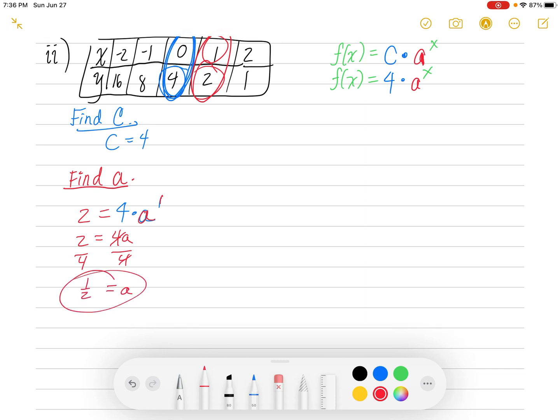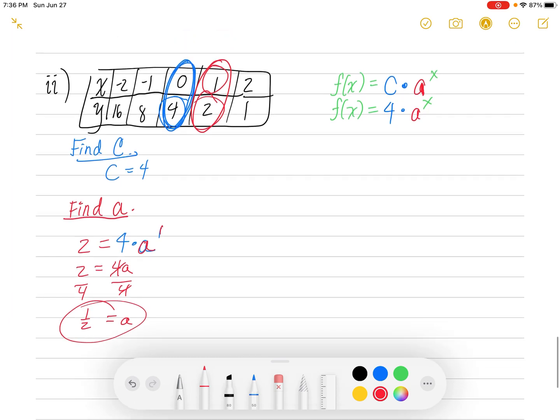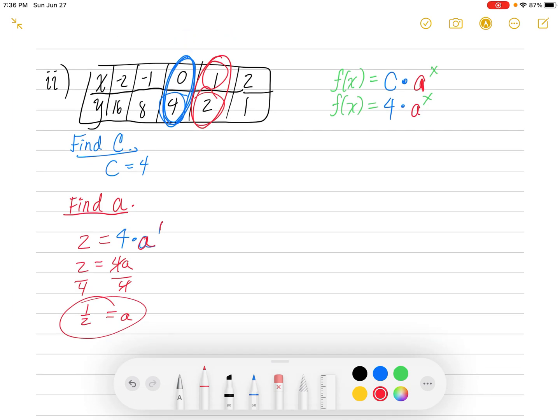And I'm going to solve this, right? So basically, we got 2 equals 4a. To solve for a, we divide both sides by 4. The 4's cancel on the right. We get a on the right by itself. 2 divided by 4 is the same thing as 1/2. So a is 1/2. That's one way to do it.